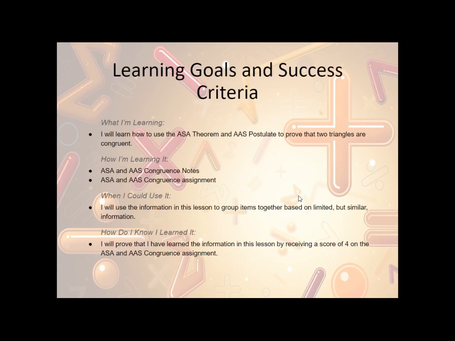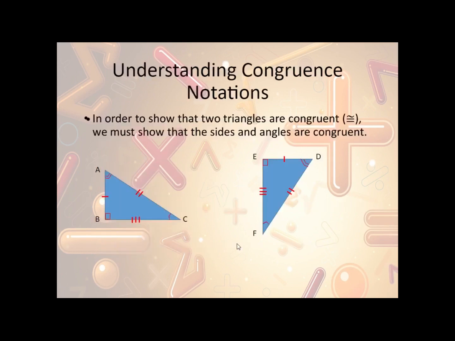The notes begin with the learning goals and success criteria. Now, understanding congruence. In order to show that two triangles are congruent, we must show that all the sides and all the angles are congruent. So first we need to state the parts that are congruent. Well, we have AB here with a single dash, and we have DE here with a single dash, so those are congruent. Now notice, I said AB is congruent to DE. I didn't say AB is congruent to ED, because that is not a true statement.